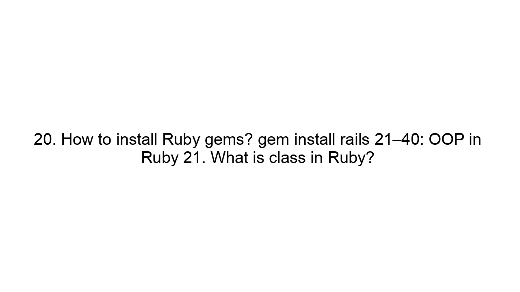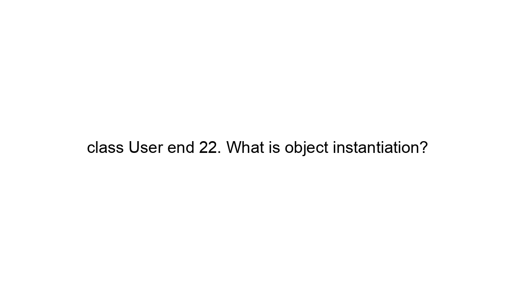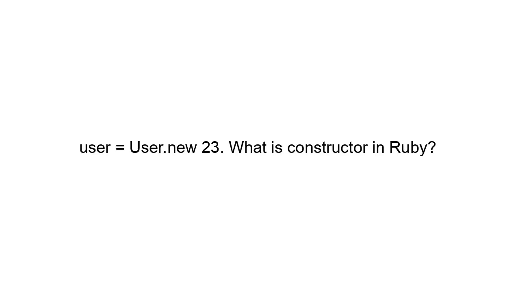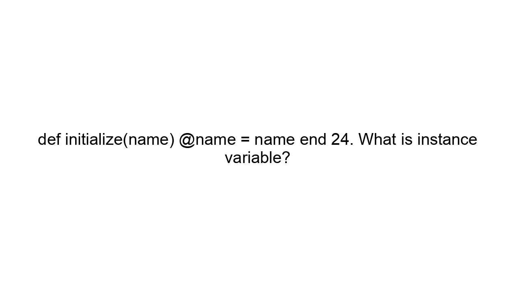21 to 40. OOP in Ruby. 21. What is a class in Ruby? Blueprint for creating objects. Example: class User, end. 22. What is object instantiation? Creating object from class. Example: user = User.new. 23. What is a constructor in Ruby? Initialize method. Example: def initialize(name), @name = name, end.